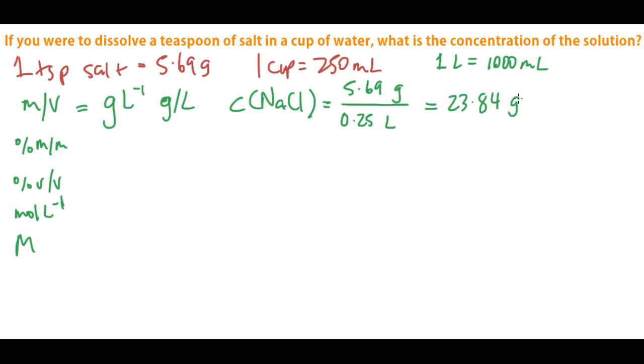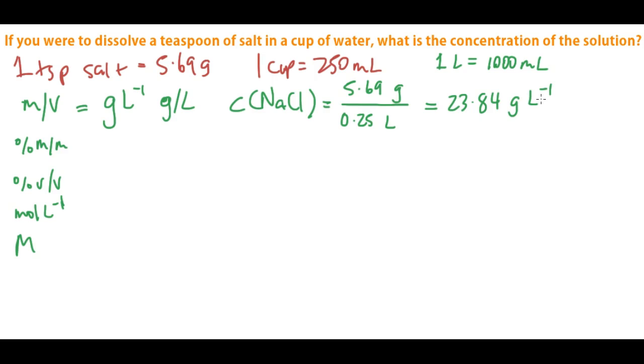23.84 grams per liter. So that means for every liter of this solution, if I had a liter, obviously we only have 250 mL, but for every liter of this solution, we have 23.84 grams distributed in it. Now there are a few assumptions here.